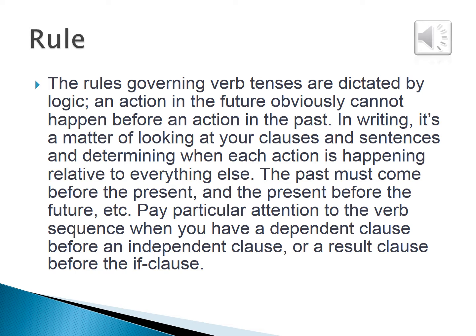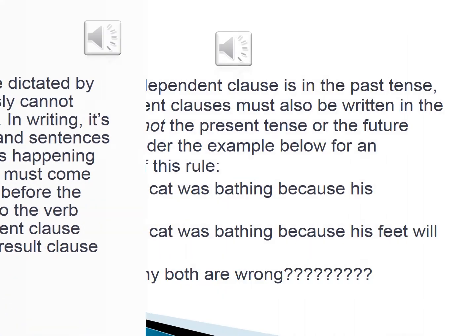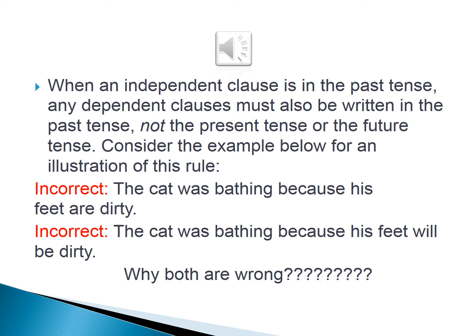The main clause is in past tense: she visited. So in the subordinate clause, we can say she was studying in London. Was studying is past continuous. Let's see this example. The cat was bathing because his or its feet are dirty. It's incorrect because in the main clause we are using was bathing. So in the subordinate clause we can't say are dirty.